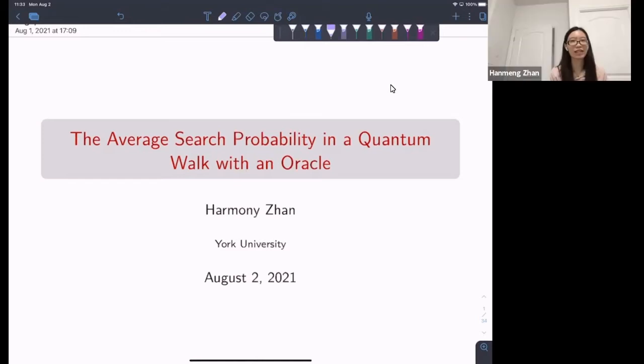Okay, thanks for the introduction. So the problem I want to talk about today is really motivated by a computer science question. That is, given a database, how can you find a specific point in the database very efficiently? Okay, so in this talk, instead of focusing on the algorithmic side of this problem, I will talk more about the connection between one parameter of this algorithm to the properties of the underlying graph.